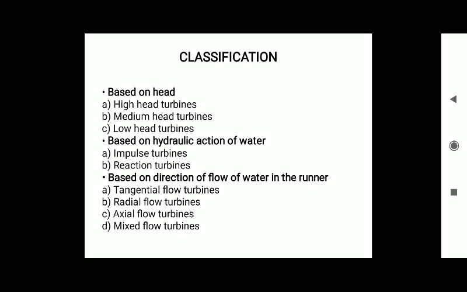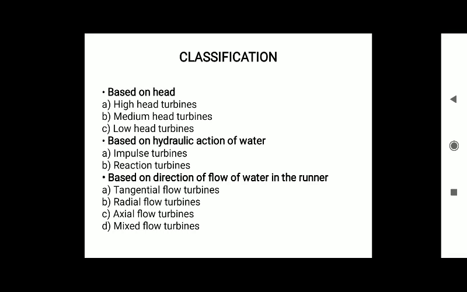In the tangential flow turbine, the water that is flowing onto the blades of the runner flows in the tangential direction to the blade. That means the jet that is striking the blade is tangentially striking the blade. The water jet is making a tangent to the runner blades. I think it is clear what tangential flow turbines are.